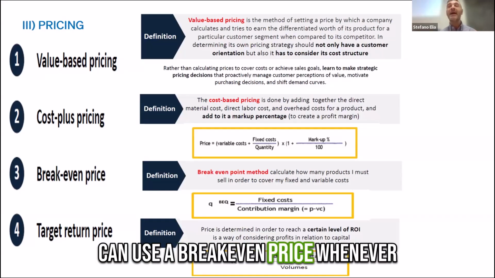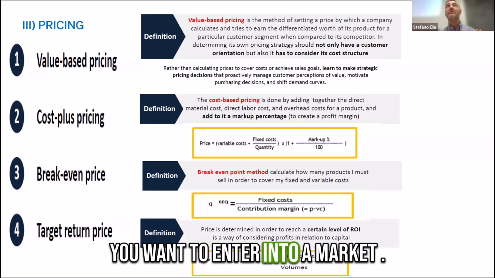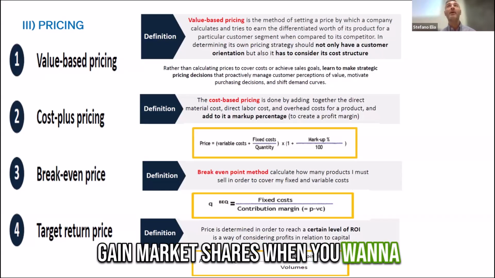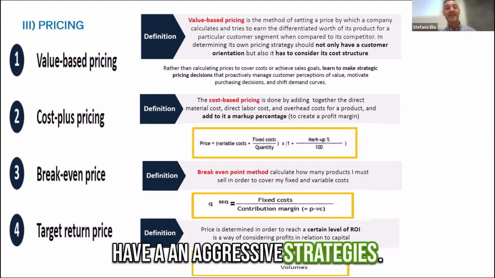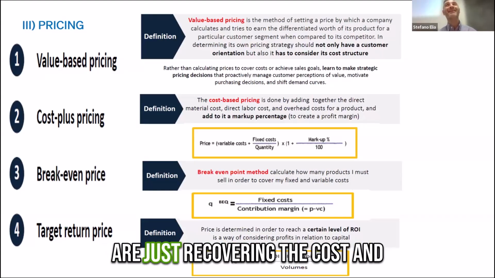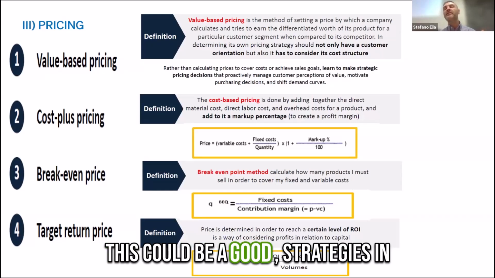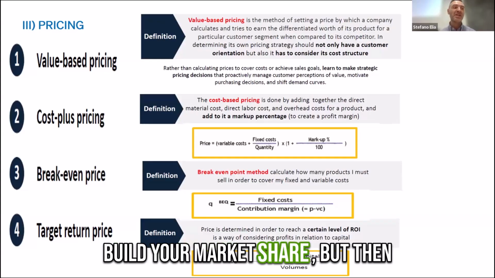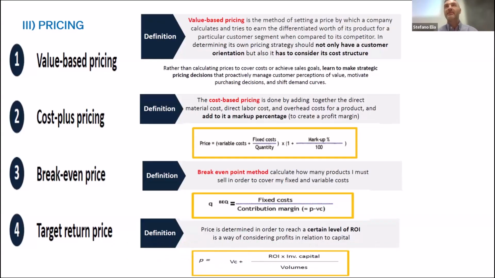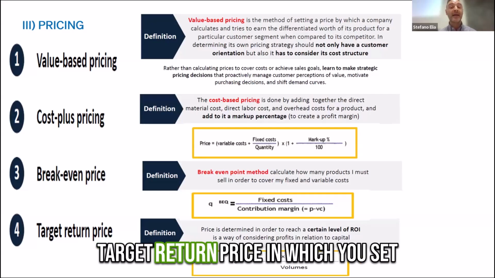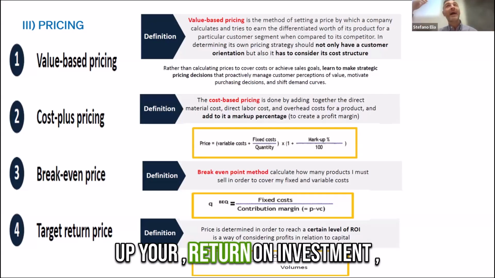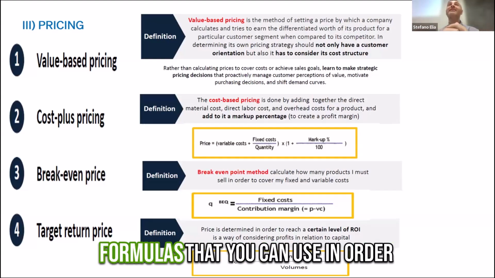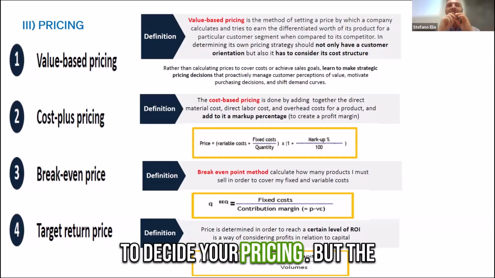You can use a break-even price whenever you want to enter into a market. You want to try to gain market share, when you want to have an aggressive strategy. In this case, basically, you are just recovering the cost, and this could be a good strategy in the initial phase whenever you want to build your market share, but then at some point, of course, you have to also gain money. Or you can use a target return price in which you set your return on investment target objective, and you introduce it into the price. So these are some formulas that you can use in order to decide your pricing.